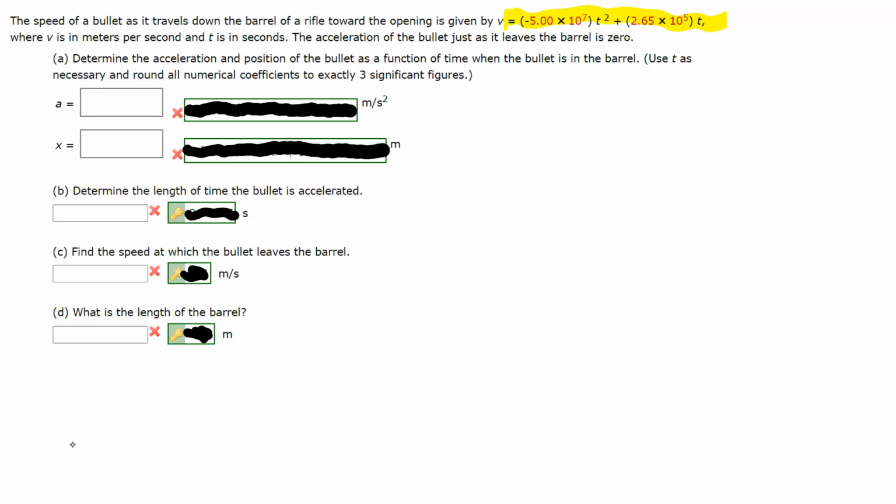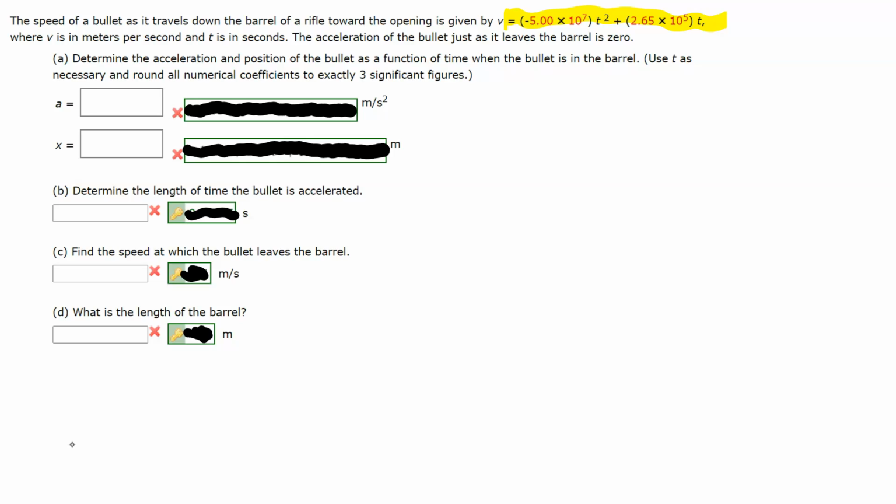And the speed is going to be increasing up to a point, okay? And at that point is when it leaves the barrel, and from then on, I imagine, it would continue at a constant velocity because there's nothing else pushing it. So here is our setup so far. The acceleration of the bullet, just as it leaves the barrel, is 0. Determine the acceleration and the position of the bullet as a function of time.